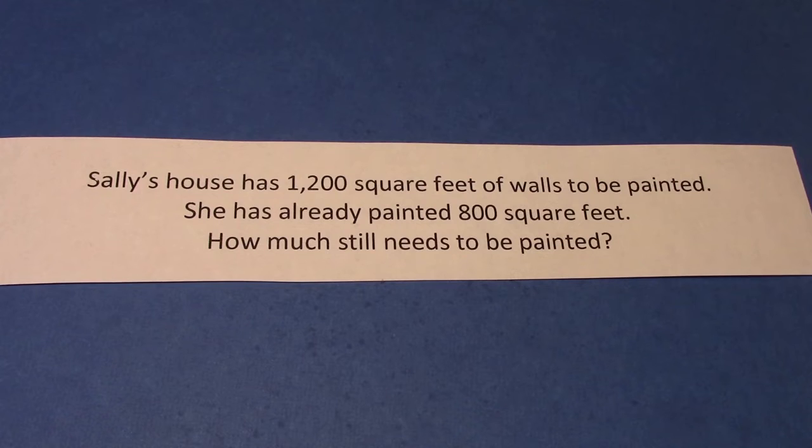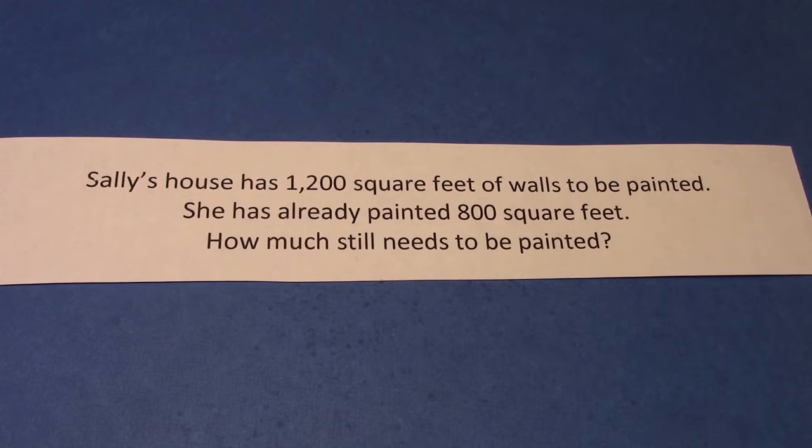So let's listen to the problem again this way, ignoring the numbers. Sally's house has some walls to be painted. She has already painted some. How much still needs to be painted? That's the same word problem using the word some to replace the quantities in the detail. Now it's simpler to know what we need to solve.